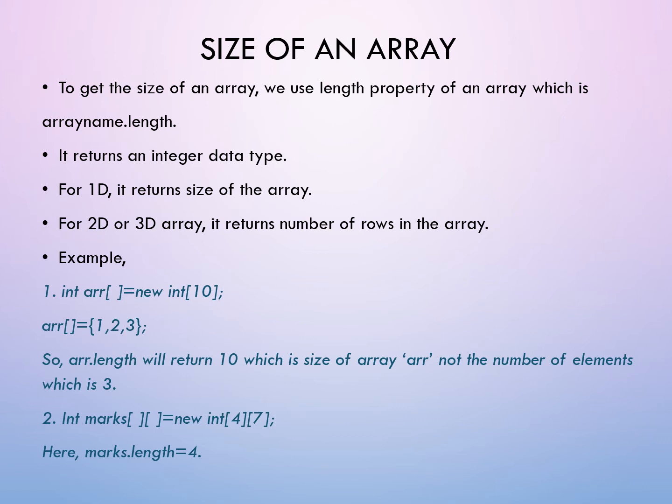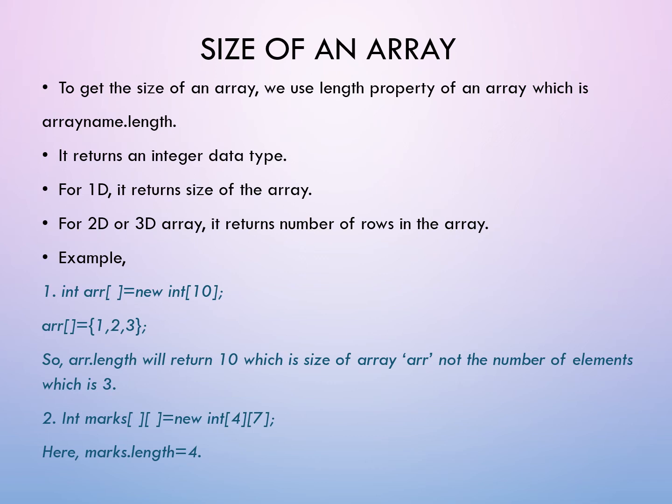Now we come to size of an array. To get the size of an array, we use length property of an array, which is array name dot length. It returns an integer data type. So for 1D, it returns size of the array. For 2D or 3D, it returns the number of the rows in the array.